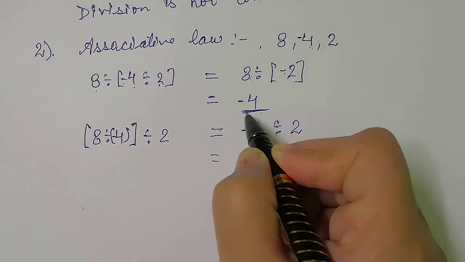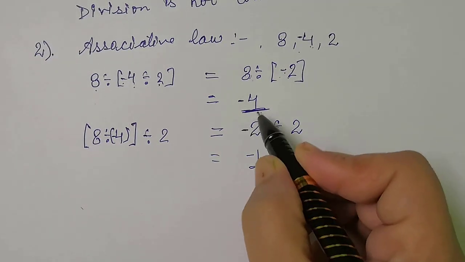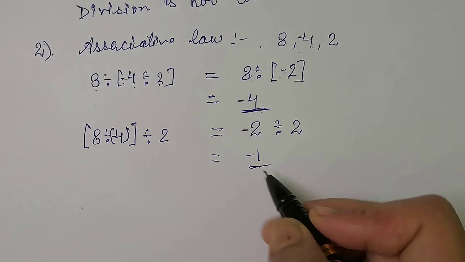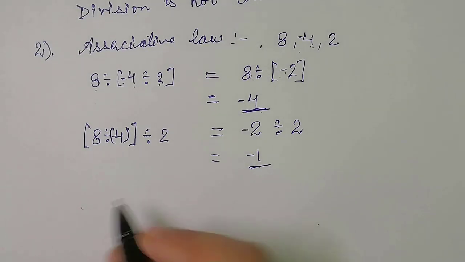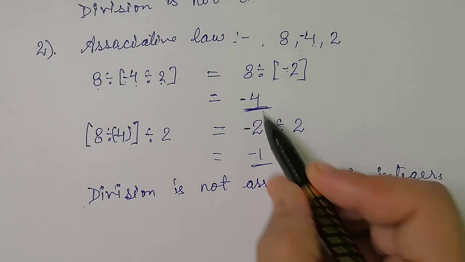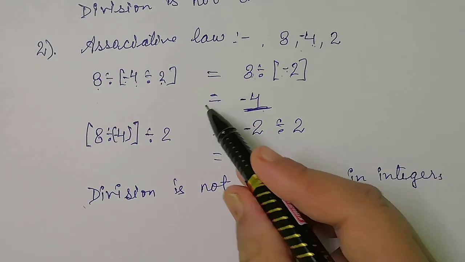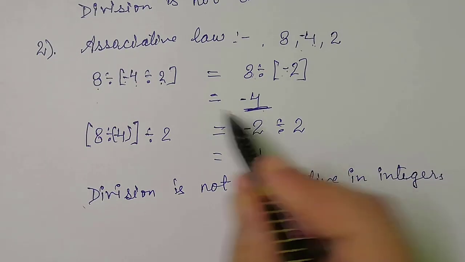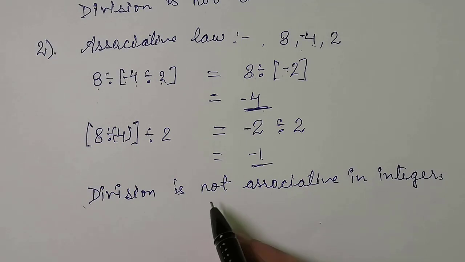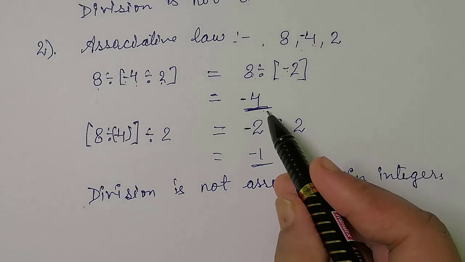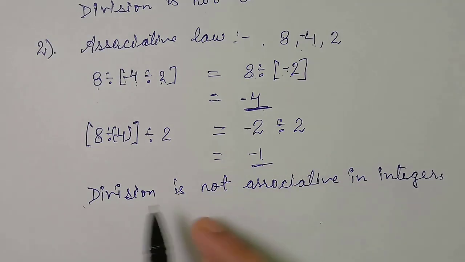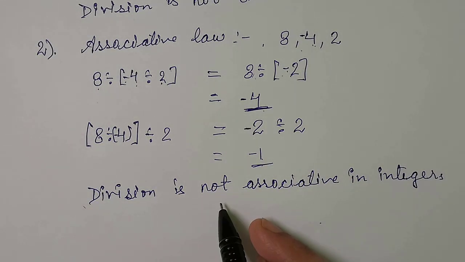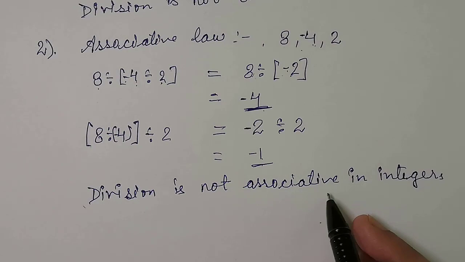Now see, this quotient and this quotient are not equal. It means our division is also not associative in integers. See, if our quotient were similar in both situations, it would mean our division is associative, but we are getting different quotients, not equal quotients. It means our division is not associative.